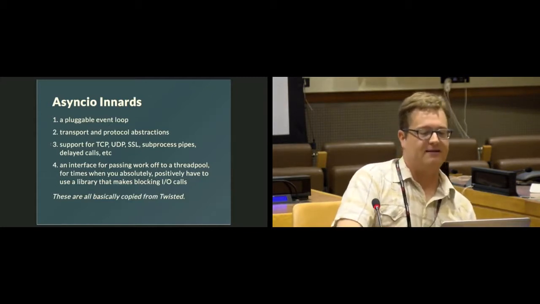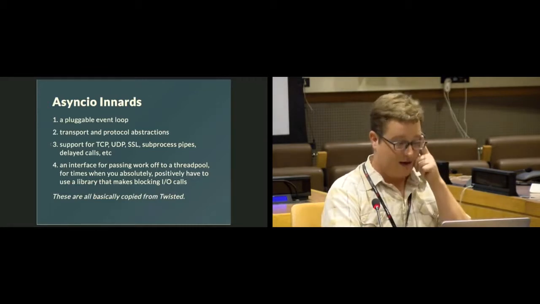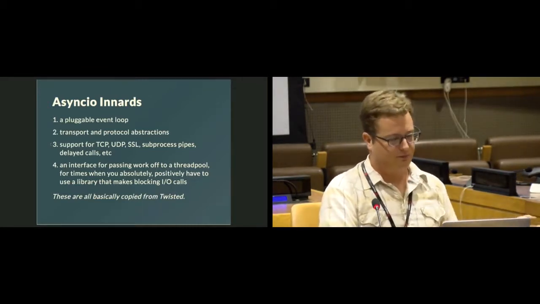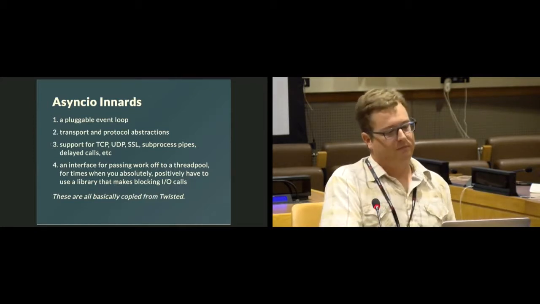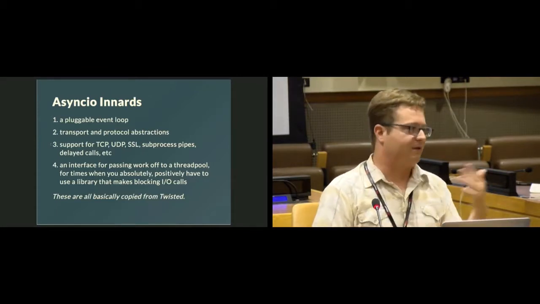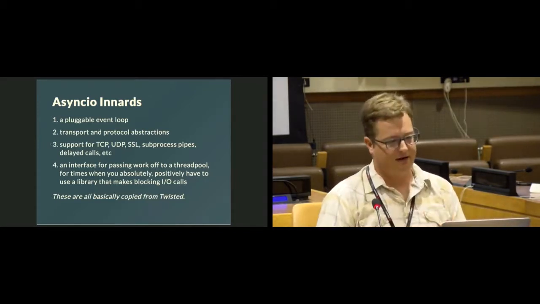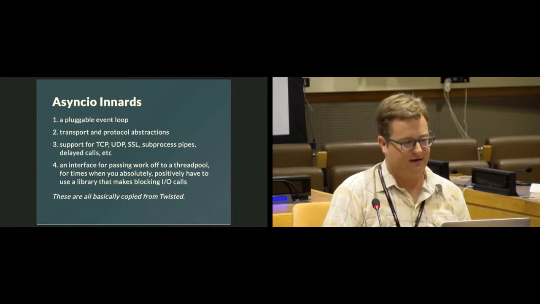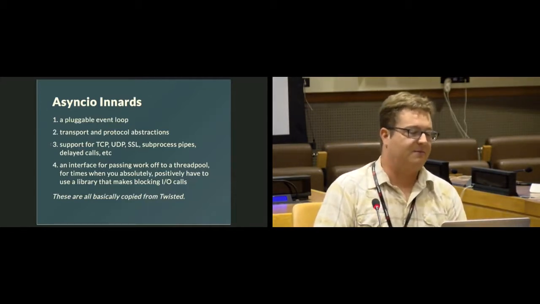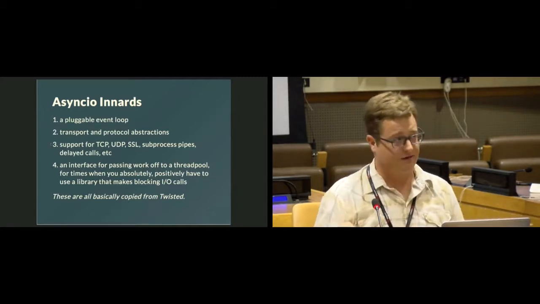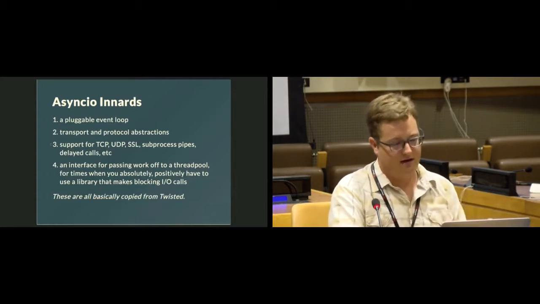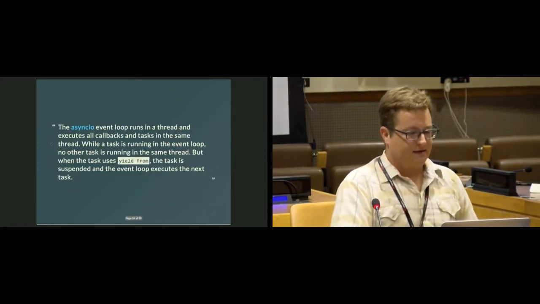Asyncio has support for TCP, UDP, and SSL, as well as subprocess pipes and delayed calls, but does not include any actual protocol implementations within it, like Twisted with all the SSH and SMTP and all the rest. It also provides an interface for passing work off to a thread pool for times where you absolutely positively have to use a library that makes blocking I/O calls. All those things are the exact same in Twisted, for the most part, except with different actual interfaces.